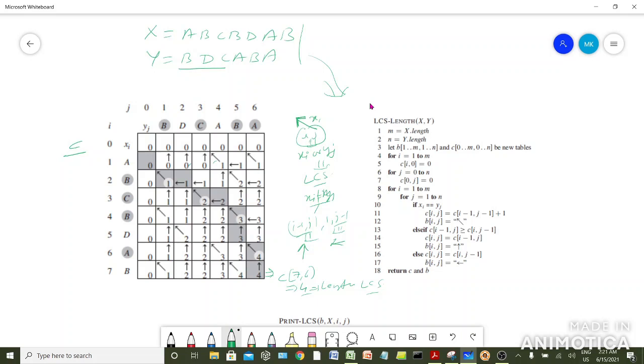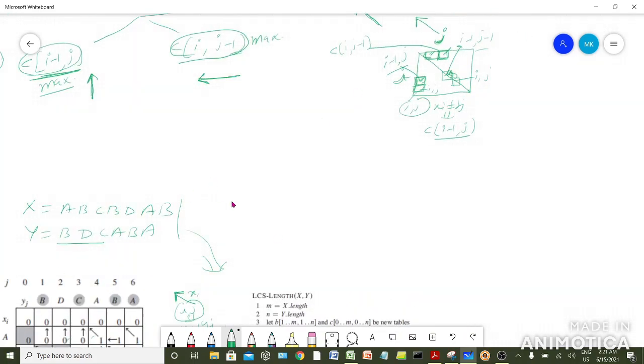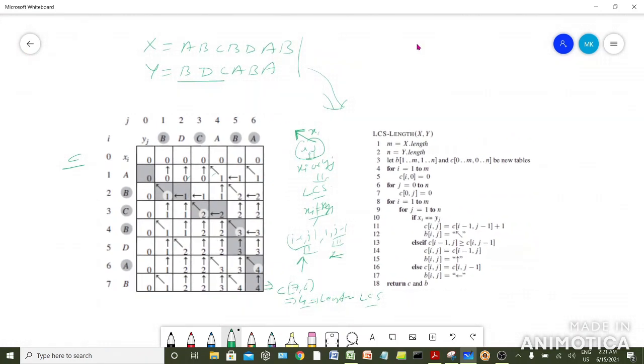So we got the length. Now we need to print the elements which constitute this LCS. So what is the process to generate that LCS? The process is very simple. Just consult C of M and N, the nth entry. Try to consult C of M, N. Observe the nature of arrow it is containing.